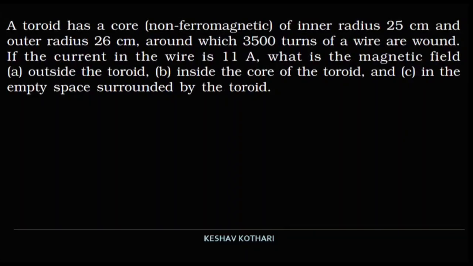The next problem is stating a toroid has a core non-ferromagnetic of inner radius 25 centimeter and outer radius 26 centimeter, around which 3500 turns of a wire are wound. If the current in the wire is 11 ampere, what is the magnetic field? In the first part, it is asking outside the toroid. In the second part, inside the core of the toroid. And in the last part, in the empty space surrounded by the toroid.